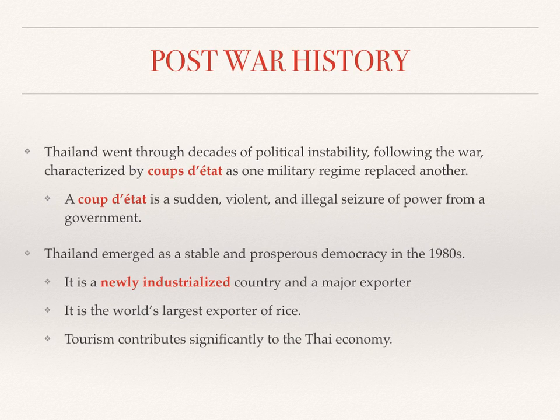Post-war history. Thailand went through several decades of political instability following World War II. This period was characterized by coups d'etats, and that's where one military regime replaces another. It's an illegal seizure of power. Thailand has eventually emerged as a somewhat stable and prosperous democracy. It's a newly industrialized country, major exporter of rice and shrimp. Tourism also contributes significantly to the Thai economy.